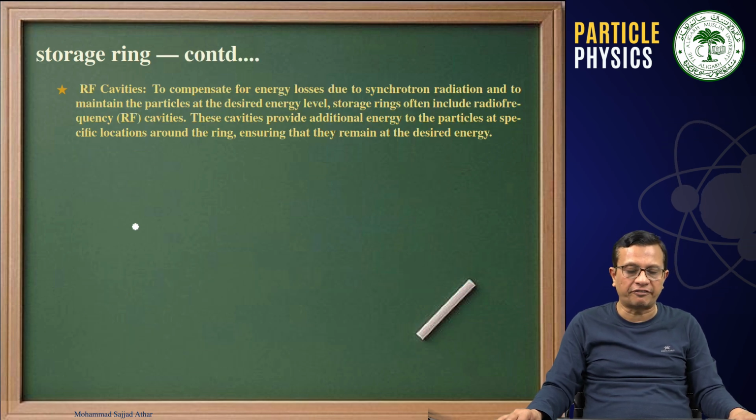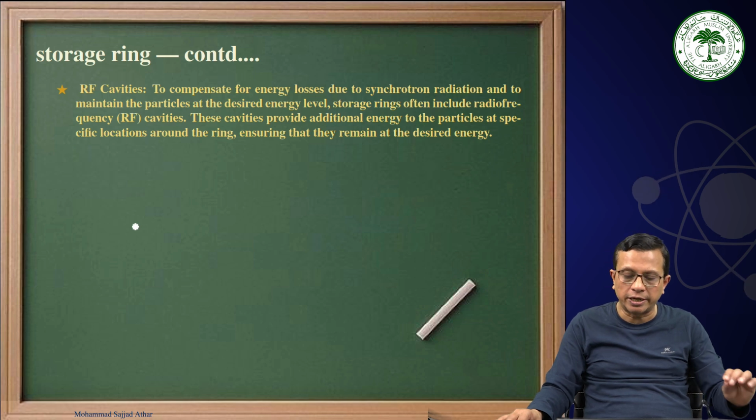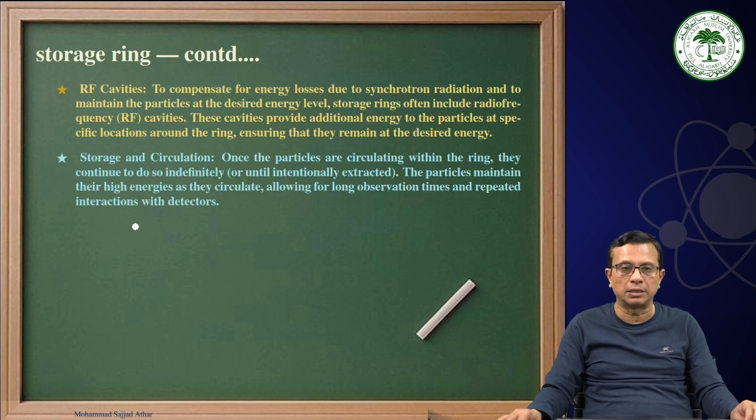Then you use RF cavities to accelerate the particles to compensate for energy losses to synchrotron radiation and to maintain the particle at the desired energy level. Storage rings often include radio frequency cavities. These cavities provide additional energy to the particles at specific locations around the ring, ensuring that they remain at the desired energy.